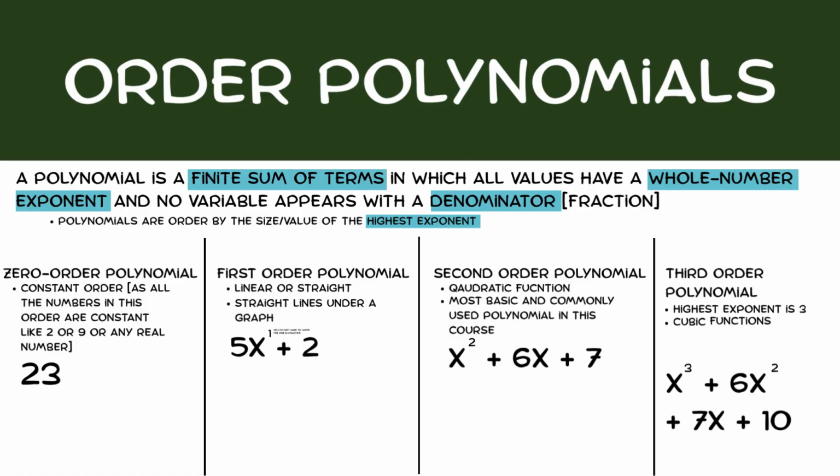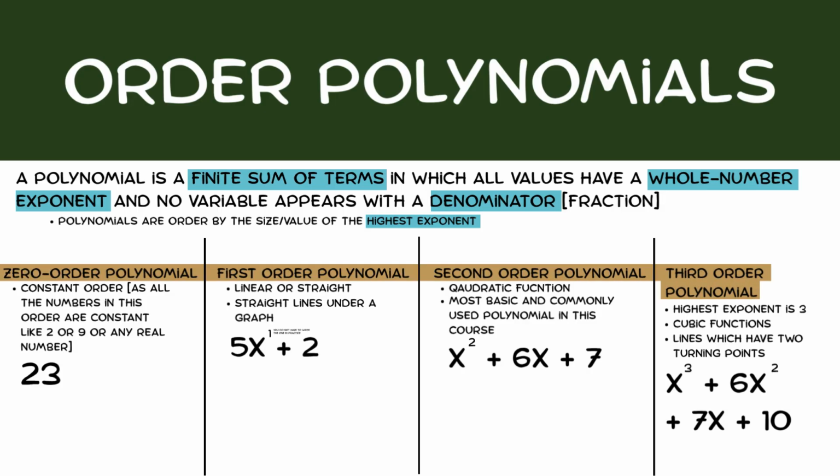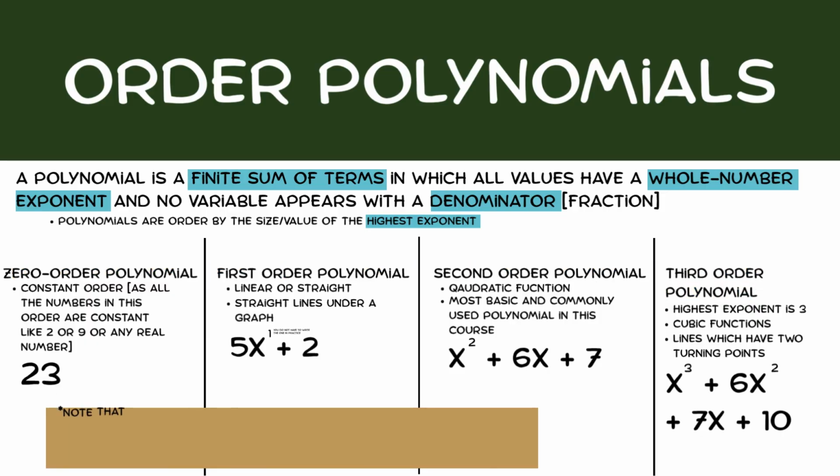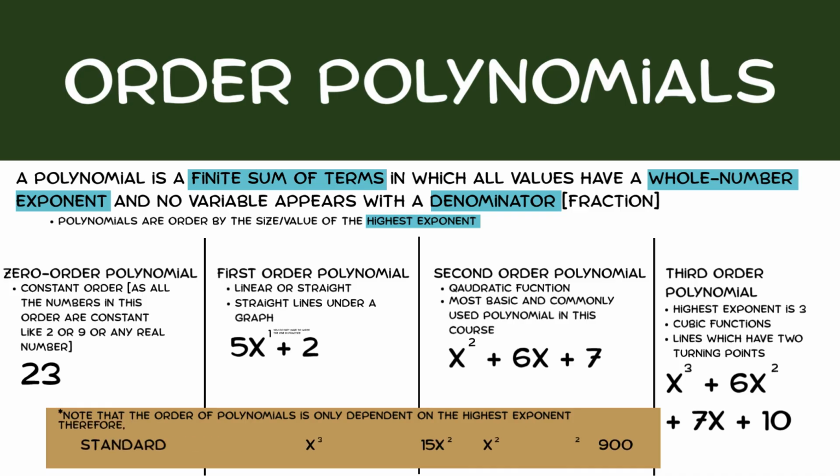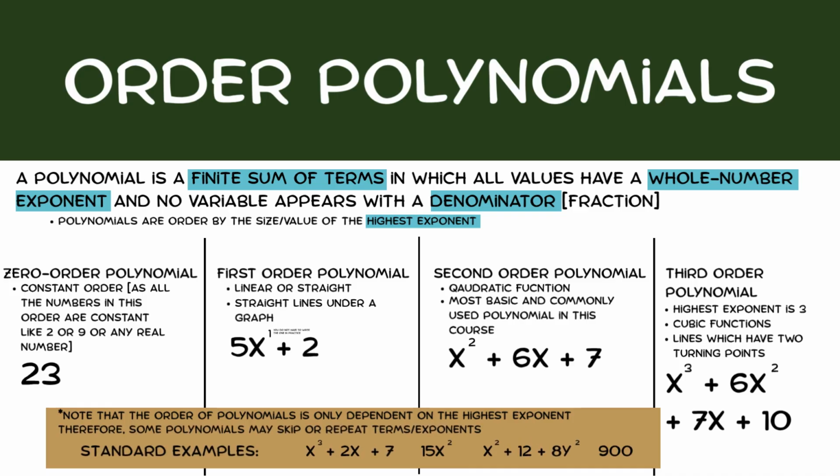These are known as cubic functions and define lines with 2 separate bends in them. Although there are more orders of polynomials in mathematics, these are the 4 most important types which you will need to understand as they make up the backbone of algebra. Note that the order of polynomials are only dependent on the highest exponent. That means that some polynomials can skip or even repeat certain exponents.